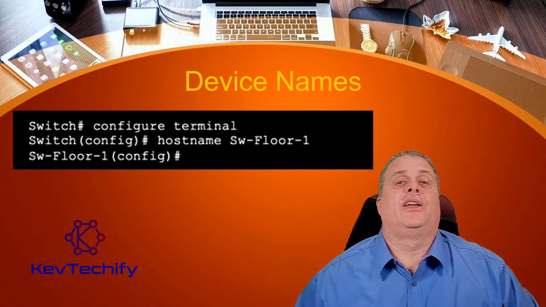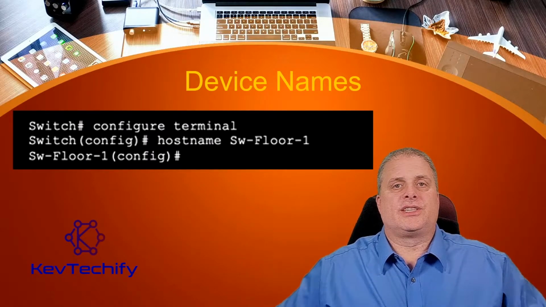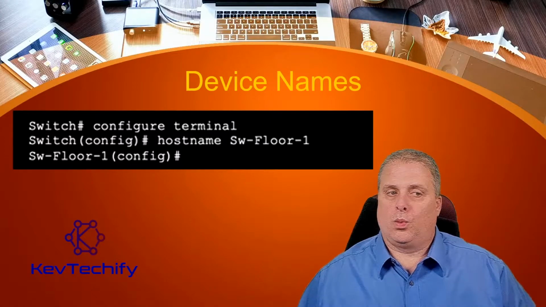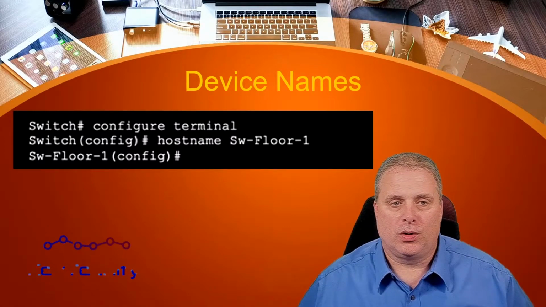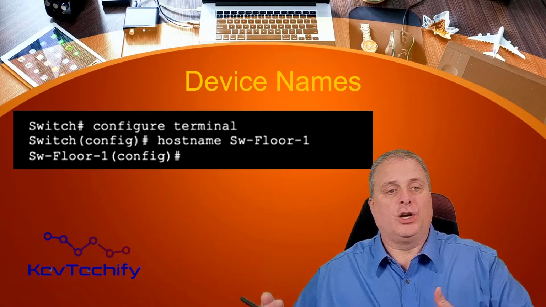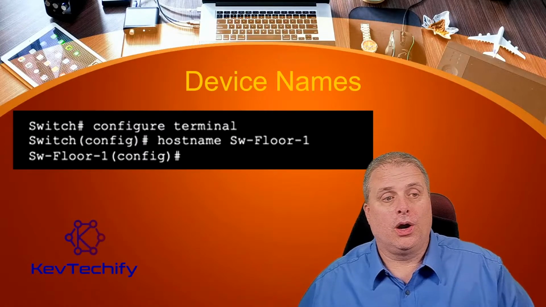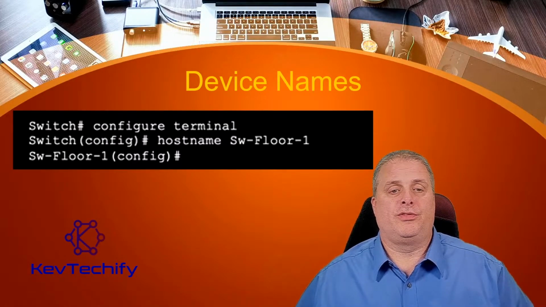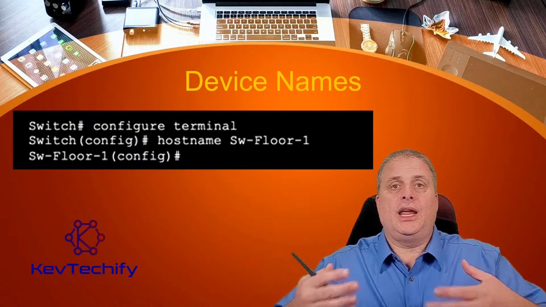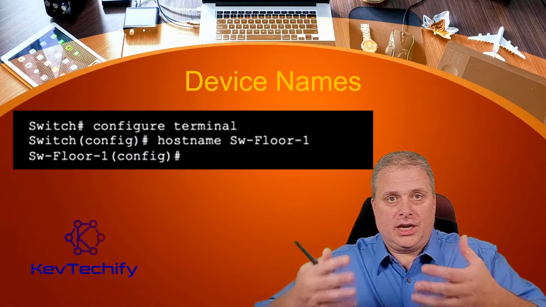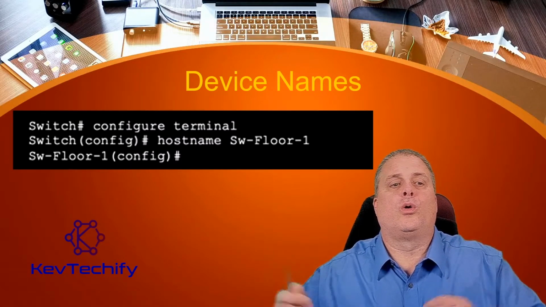First thing is setting a host name. Once again, we are in privileged exec mode. We go in and we type configure terminal, or config t for short, and that takes us into global configuration mode. Now, to change the name of your device, to change the name of your host, is simply hostname.